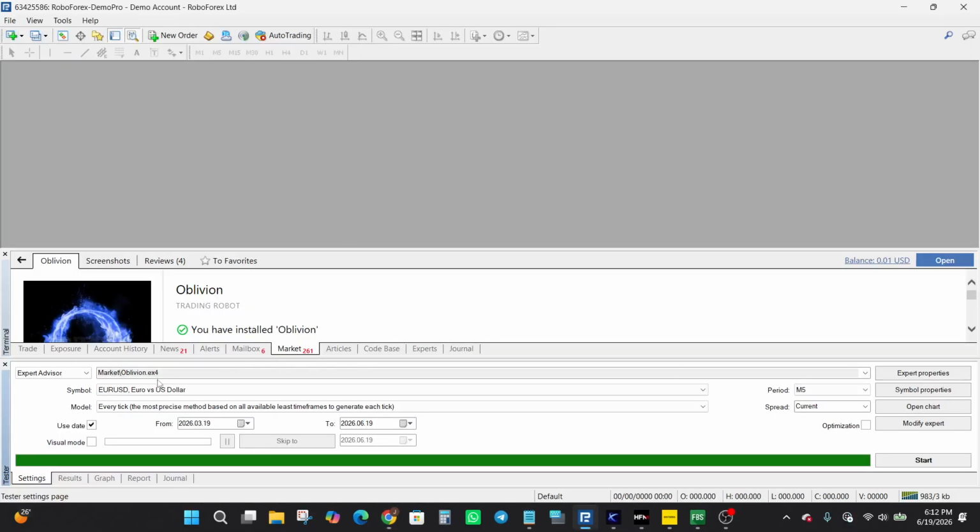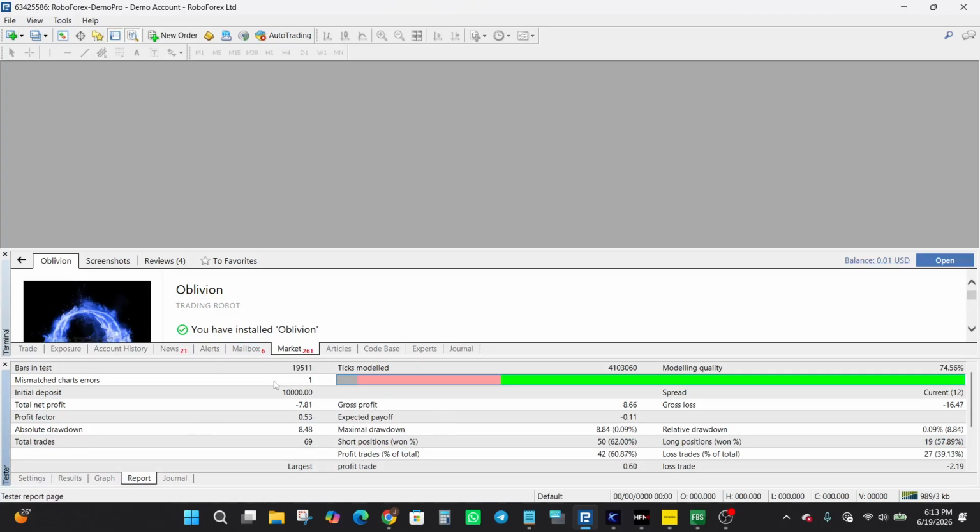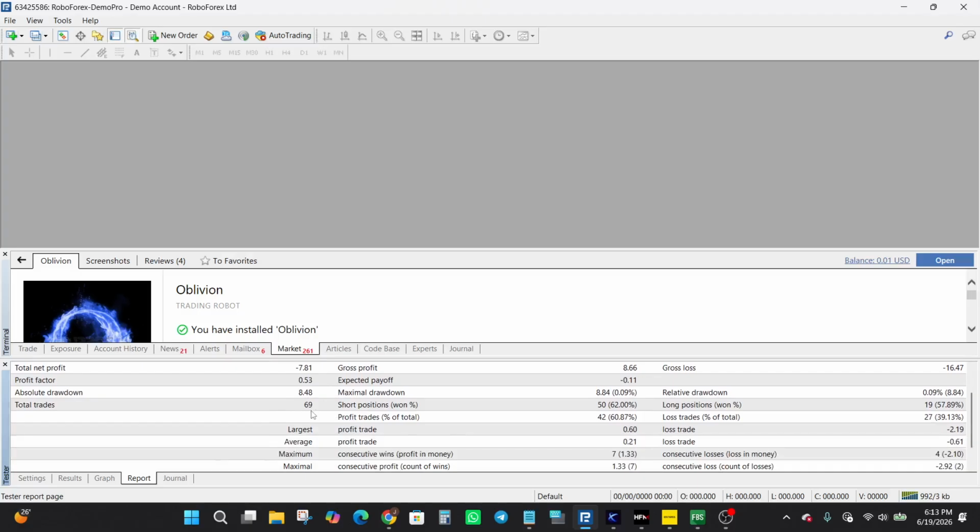Let us test the EA on EURUSD on the M5 time frame as recommended. And I'm using the every tick modeling. I'm testing between the 19th of March to the 19th of June 2026. All right, so looking at the report here, I can see that from an initial deposit of $10,000, the total net profit was negative $7.81. The total trades taken were 69, out of which 42 were profitable, yielding a 60.87% win rate. And the largest profit was 60 cents, largest loss was $2.19.